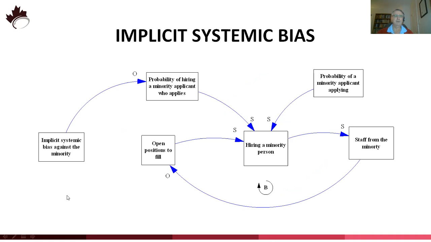So the next thing we looked at was implicit systemic bias against the minority in the hiring process. So this systemic bias impacts the probability of hiring a minority applicant who applies. And the higher the systemic bias, the lower the probability. So these things move in the opposite direction. The lower the systemic bias, the higher the probability. So we can see that this is a relationship that results in a certain behavior.